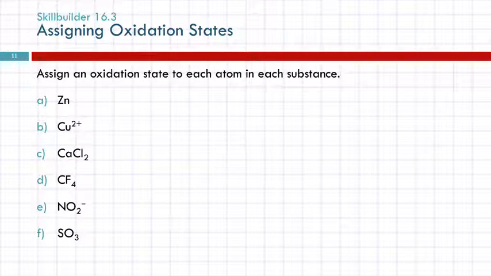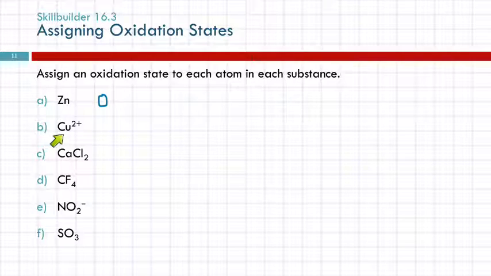Let's practice. Assign an oxidation state to each atom in each substance. The first one is zinc, Zn. What's the oxidation state? It's 0. Well, the big question is why? Well, it's an element, right? There's no charge indicated, so it's not an ion, and it's not part of a compound. Anytime you just have a single element, the oxidation state is 0.